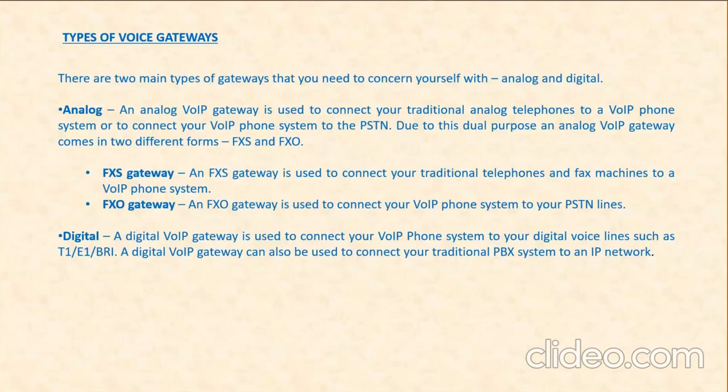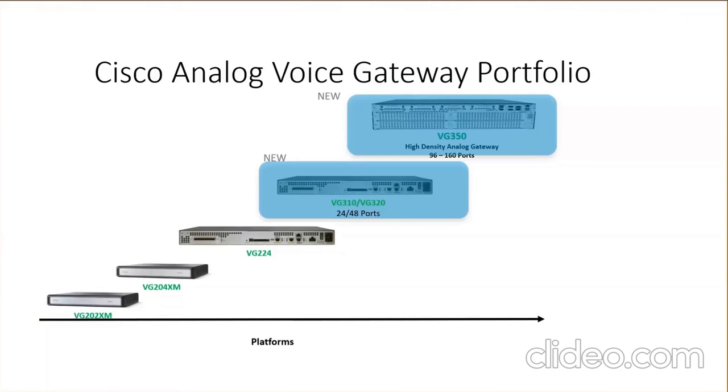FXO receives power and signal, right? So these are the various types of analog voice gateways Cisco has. VG202XM, VG204XM. We also have 202 and 204, but those are end of support, end of life. So we have 202XM, 204XM, 224, VG310, 320, and VG350. I've worked on almost all the analog voice gateways.